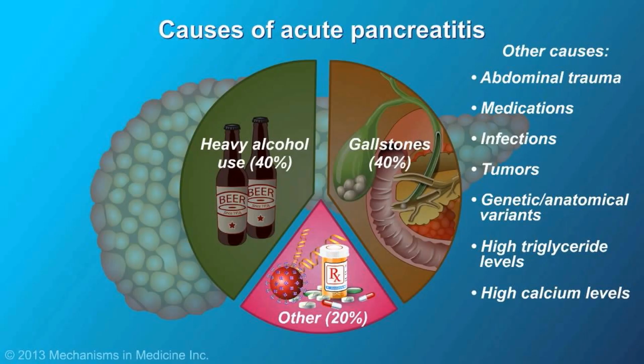As you see here, for the patients who developed acute pancreatitis, around 40% of these patients are due to heavy alcohol consumption, while another 40% of these cases are due to gallbladder stones or cholelithiasis, and finally the other 20% are due to the other causes as we mentioned before.